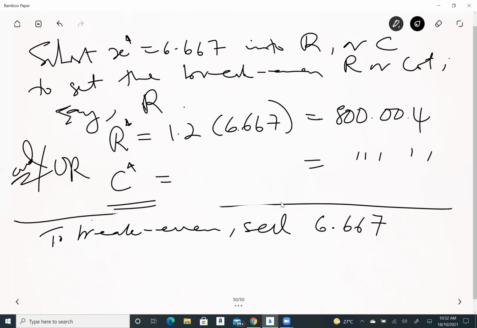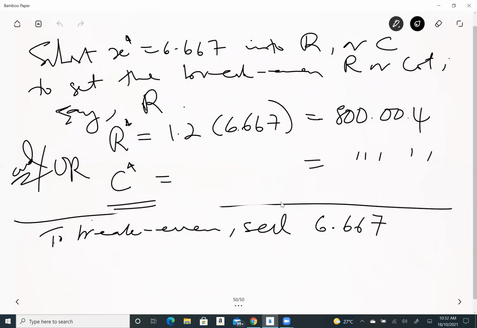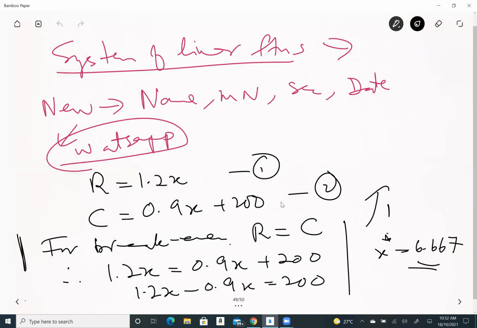is our answer correct? Price is 1.2. You know, if you have 1.2 multiply X. The X is 666.667. If 6.67 multiply by 1.2, you don't get 800. 666.